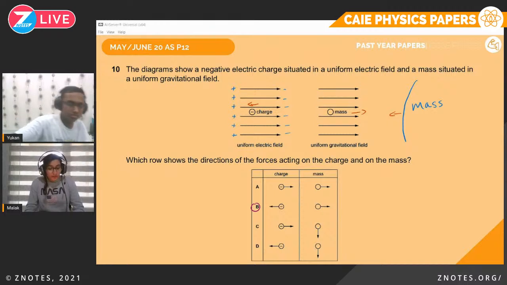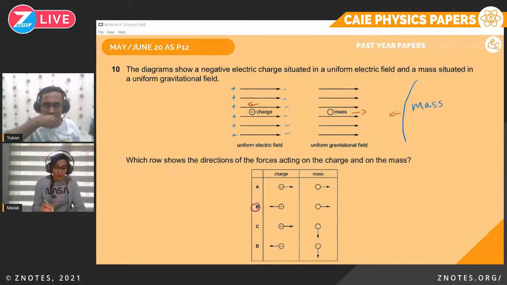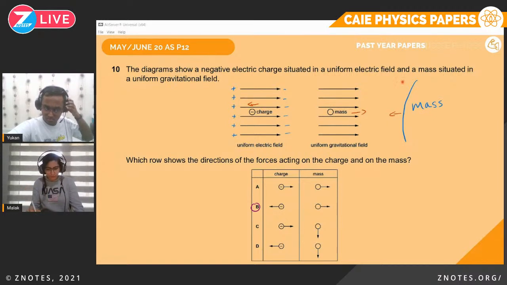The diagram shows a negative electric charge situated in a uniform electric field and a mass situated in a uniform gravitational field. So now, of course, since this is pointing to the right, we know that it's going from positive to negative. So we can just write that down here for reference to know where's the positive side, where's the negative side. And as for the mass, you know it's attracted to the larger mass.